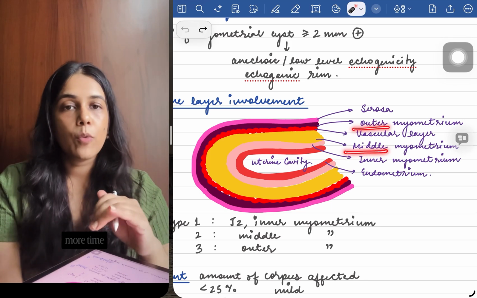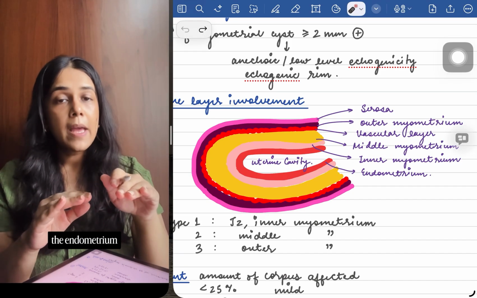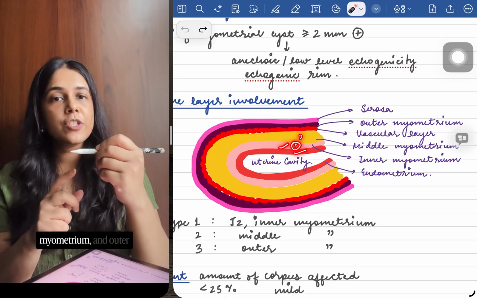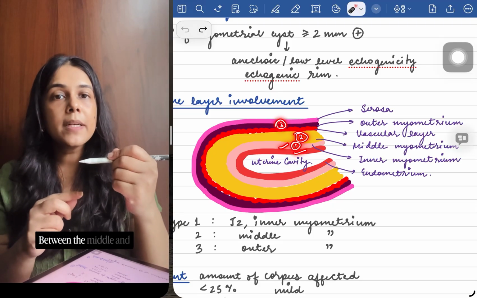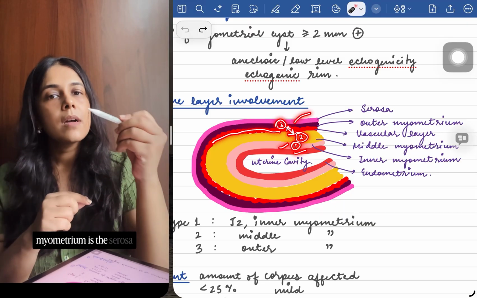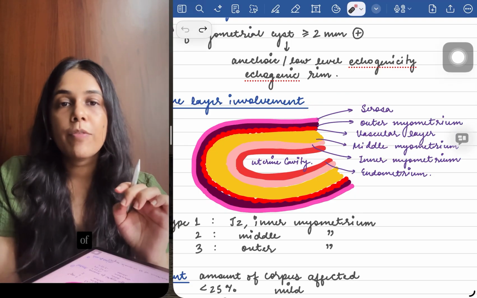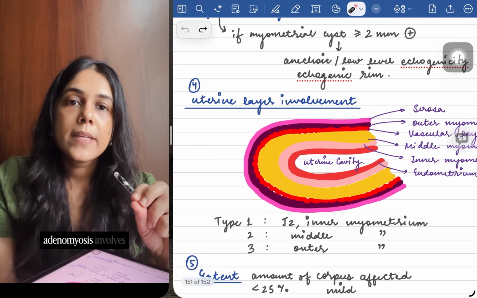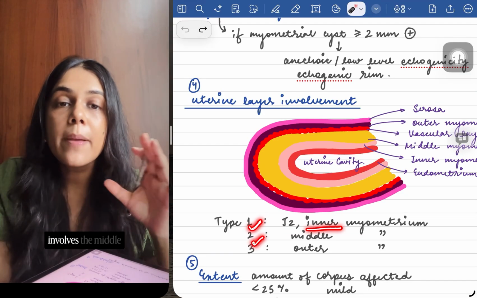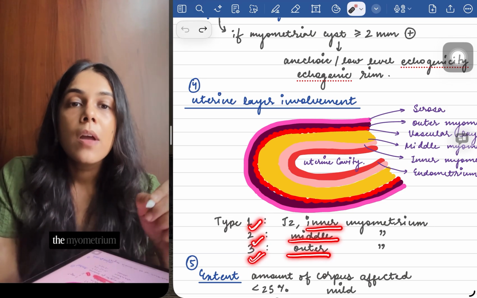Now revising the layers one more time. Inside is the uterine cavity. Outside the uterine cavity is the endometrium. Then comes the myometrium, which has got 3 layers: inner myometrium, middle myometrium, and outer myometrium. Between the middle and outer myometrium, there is a vascular layer. And outside the outer myometrium is the serosa. On the basis of the involvement of the layers, there can be 3 types of adenomyosis. Type 1 is when the adenomyosis involves only the inner layer of myometrium. Type 2 is when it involves the middle layer of the myometrium. And type 3 is when it involves the outer layer of the myometrium.